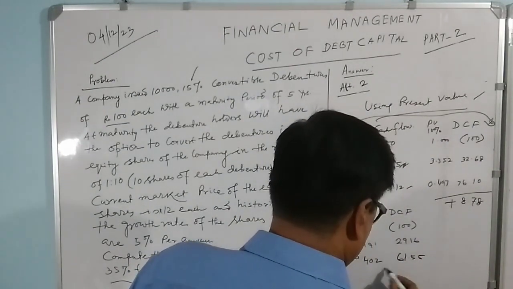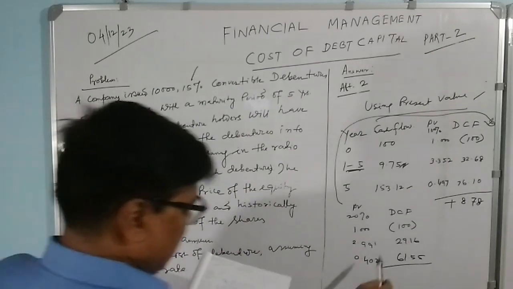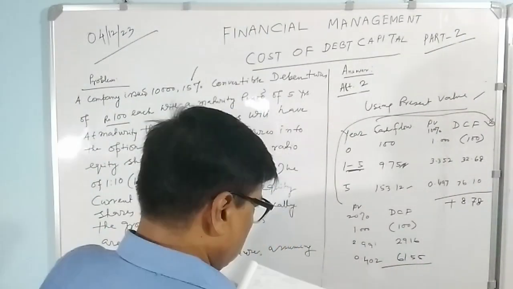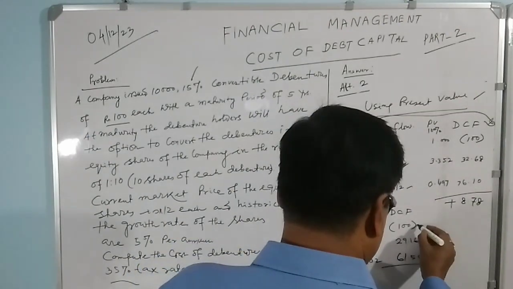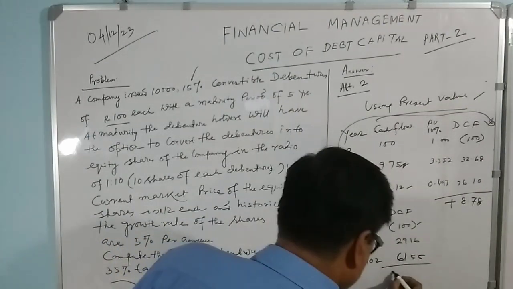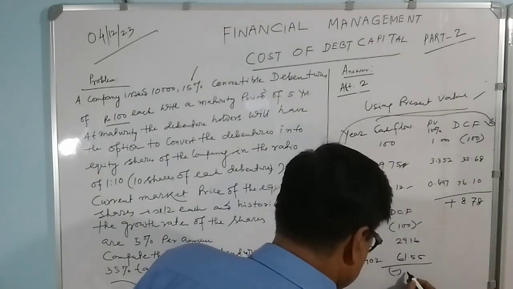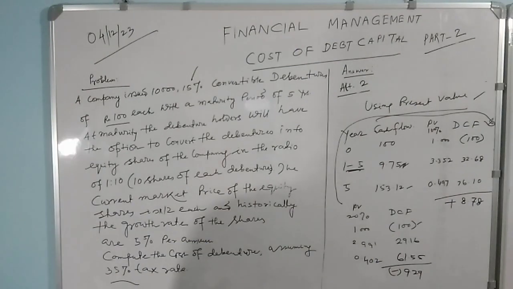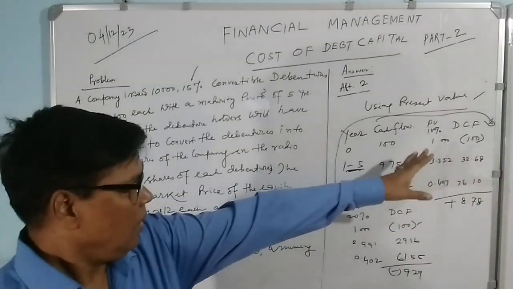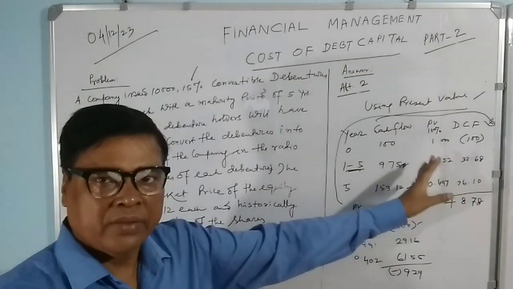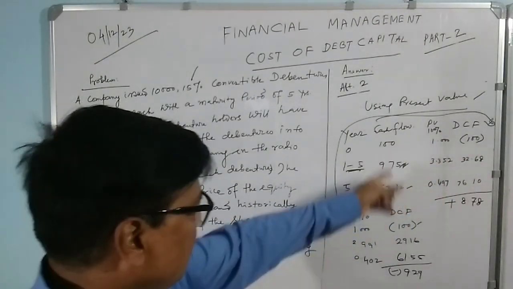61.55. So if you sum total, 29 plus 61, this is less than 100, that means it will be a minus figure. So how much is that? 9.29. So here what we understand is that in discounted cash flow, why we have taken two different rates, that will be told in subsequent stages.